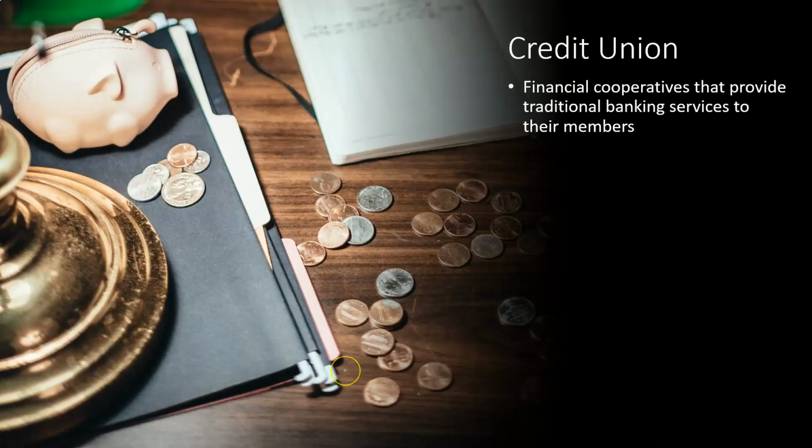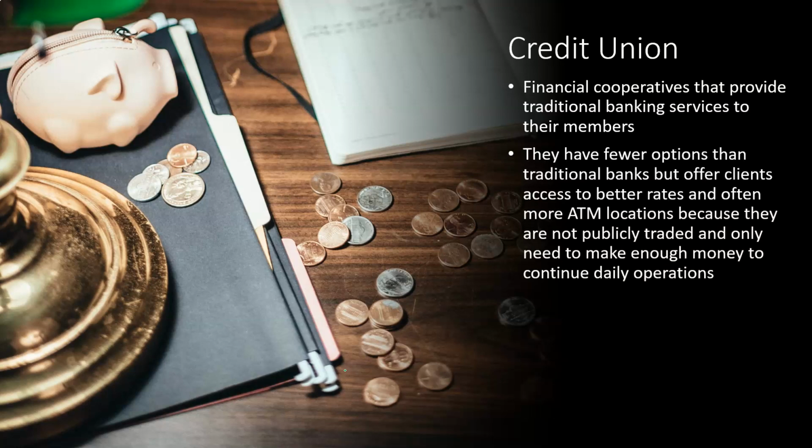So then we have credit unions. We have similar services with credit unions, with some differences. They are financial cooperatives that provide traditional banking services to their members. They have fewer options than traditional banks, but offer clients access to better rates and often more ATM locations, because they are not publicly traded and only need to make enough money to continue daily operations.